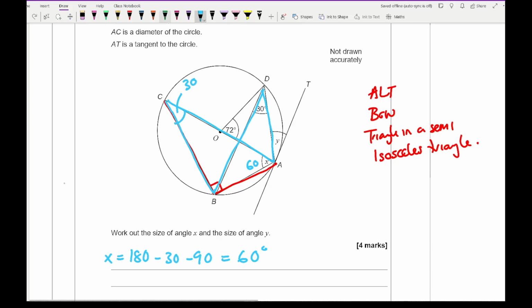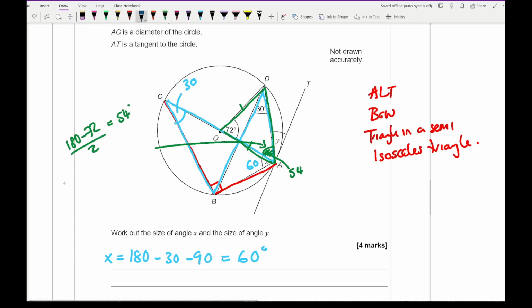Then from the next one, for Y, I notice that this triangle here is an isosceles triangle because the two sides are both a radius. So this angle here is going to be 180, let me just draw a little arrow, 180 minus 72 divided by 2, which gives me an angle of 54 degrees. So this angle here is 54.